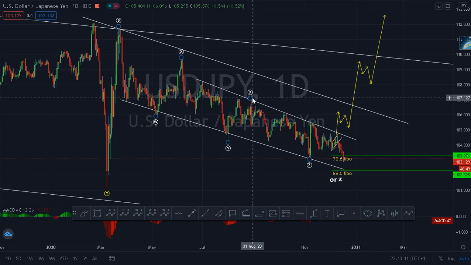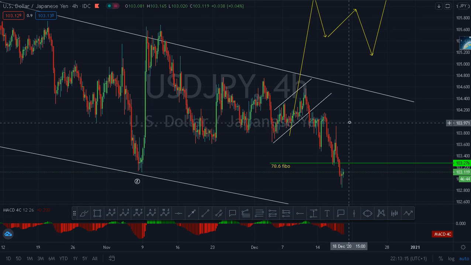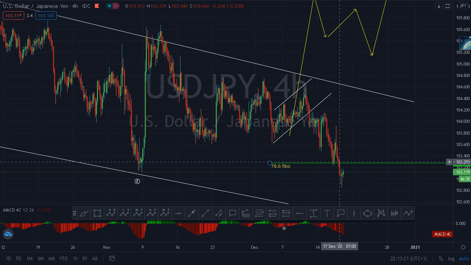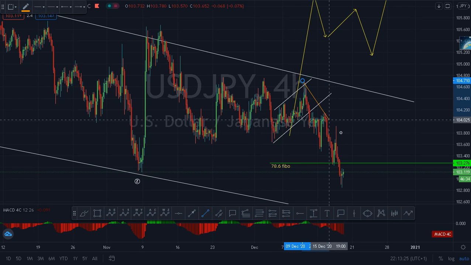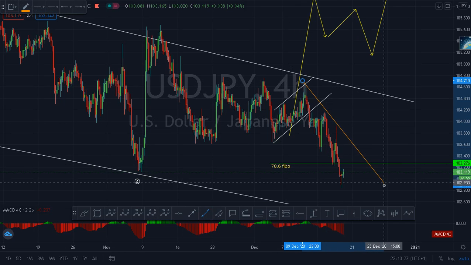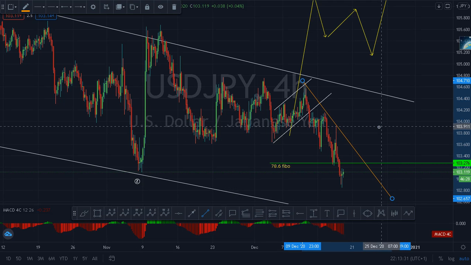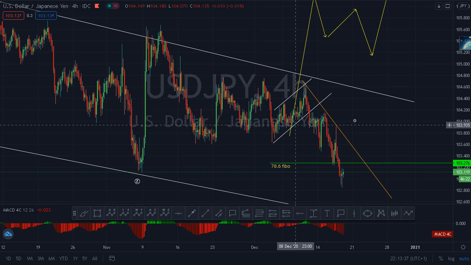So I think nothing more on 4 hours and 1 hour, nothing more. You can see the speed is going down. So as it keeps going down, we are heading to 102 or thereabout. So what do I expect? I'm expecting a correction. Maybe it will touch here and keep going down.